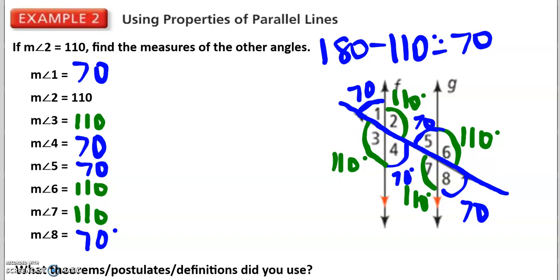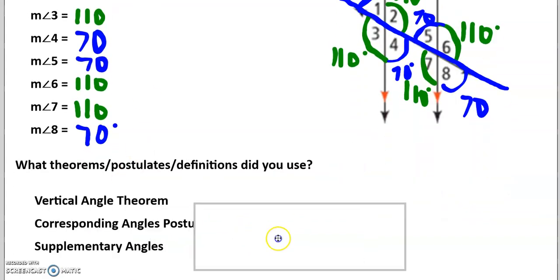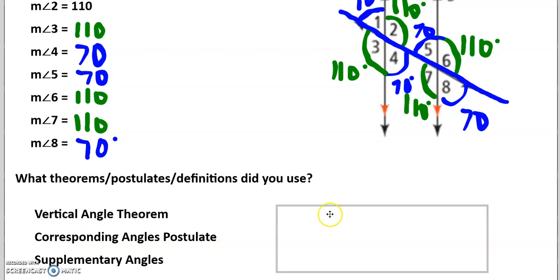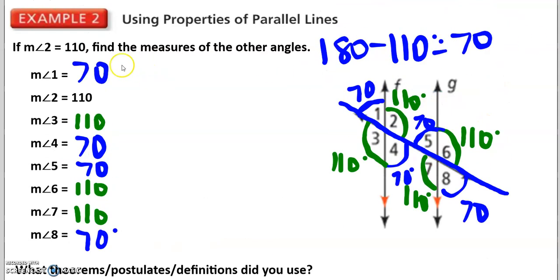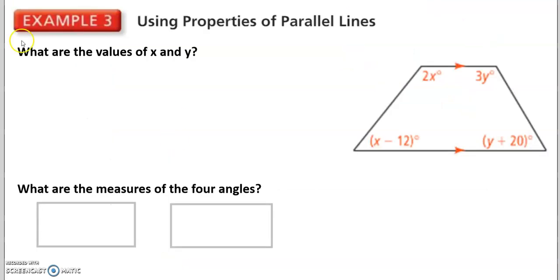Okay, guys, so how did we do this? What theorems, postulates, definitions? The vertical angle theorem, corresponding angles postulate, and supplementary angles allowed me to solve for all 8 of those angles. Isn't that crazy? I only knew 1, right? But just with that one, I was able to identify all 8 using these theorems, postulates, and definitions. Okay, it all ties together. Let's practice another type of example.